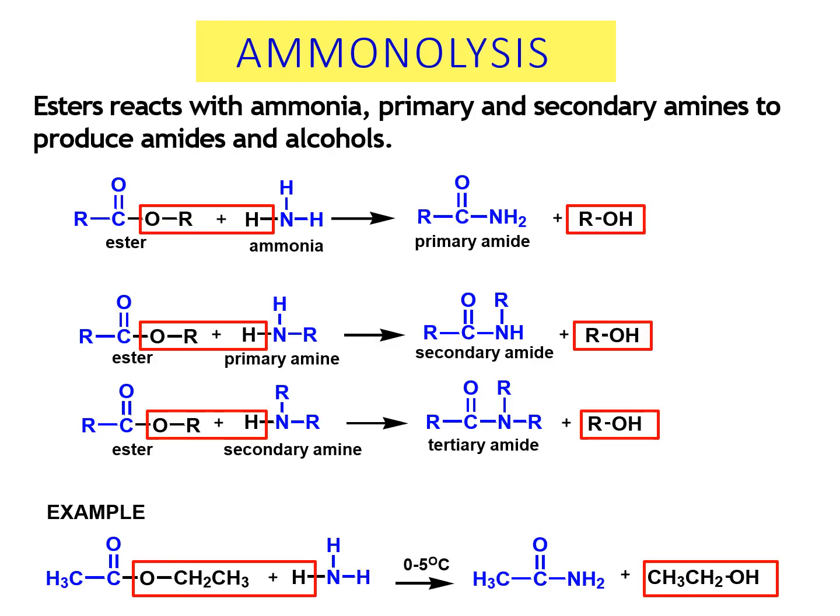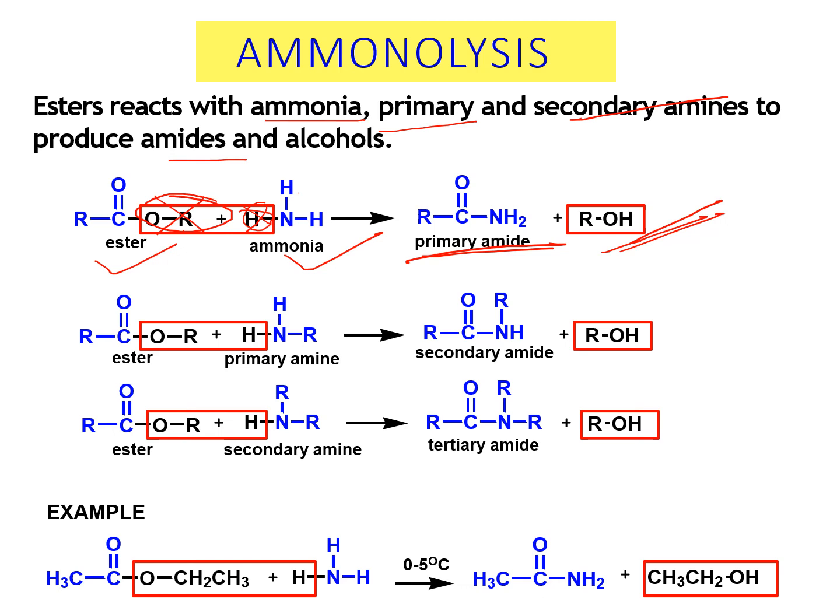Okay, next we go to the ammonolysis. In ammonolysis, you react with ammonia, or a primary or secondary amine, to produce an amide and also the alcohol. So you have an ester here, reacting with ammonia. From the ester, the OR will be eliminated. From the ammonia, the H will be eliminated. So it will combine and form an alcohol. The place of OR will be replaced by NH2 to form a primary amide.